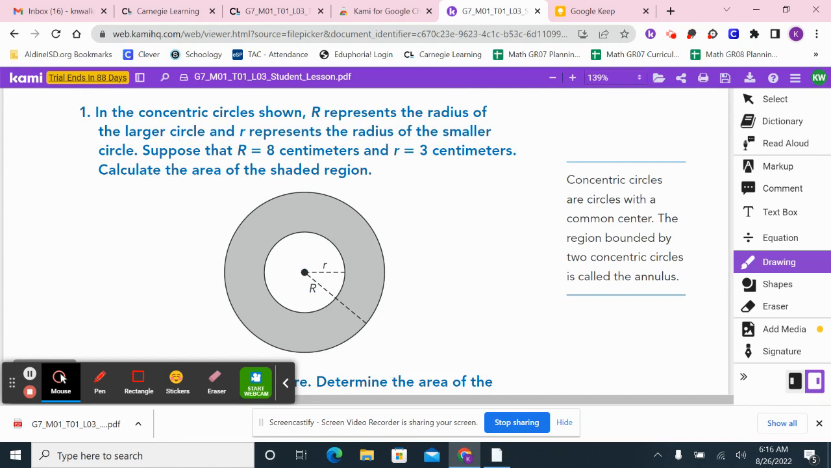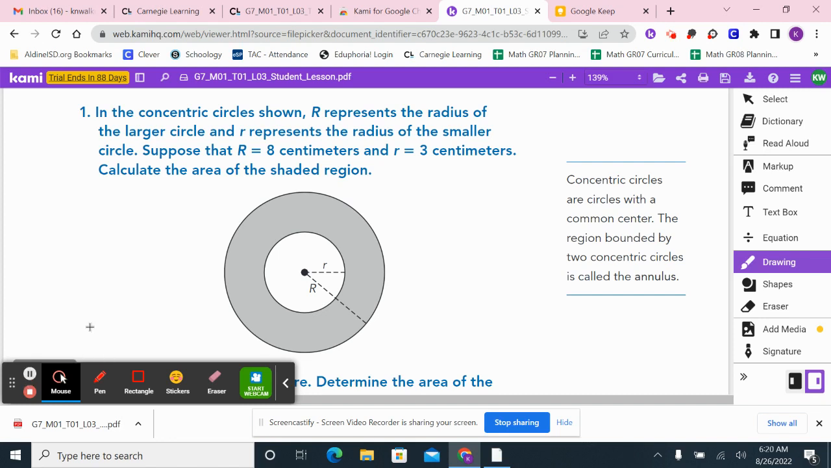I am now going to read and model question number 1, so I highly suggest you take some notes. All right, number 1, it says, in the concentric circles shown, capital R represents the radius of the larger circle, and lowercase r represents the radius of the smaller circle. Suppose that capital R is equal to 8 centimeters and lowercase r is equal to 3 centimeters. Calculate the area of the shaded region.